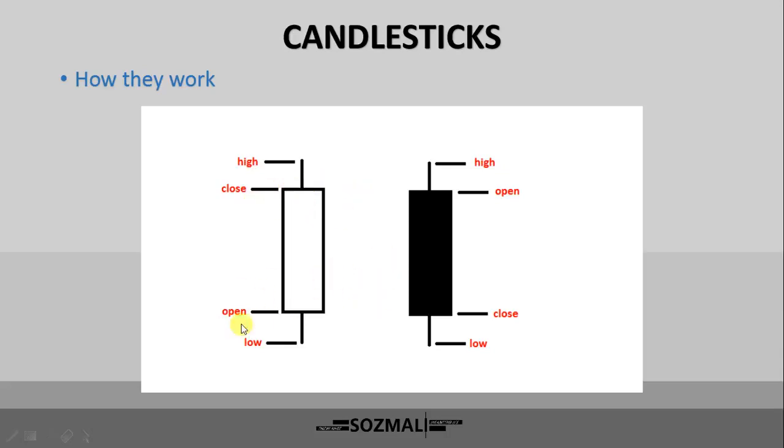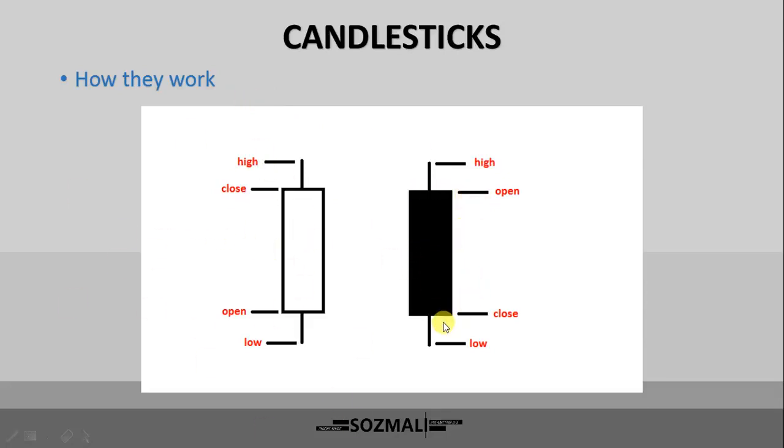Now, if a candlestick closes above its opening price, it'll be hollow like this, just empty. But then another popular color that's used is green. So it'll either be green or hollow like this. And this here we call a bullish candle, right?